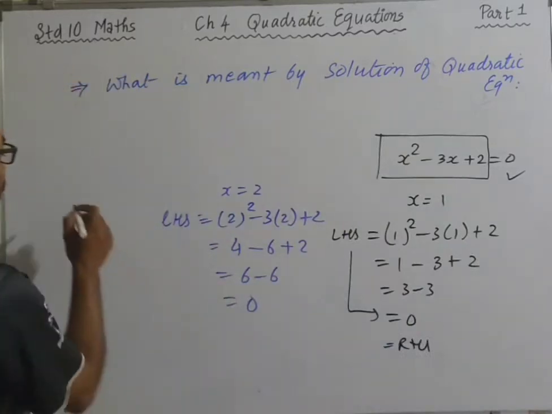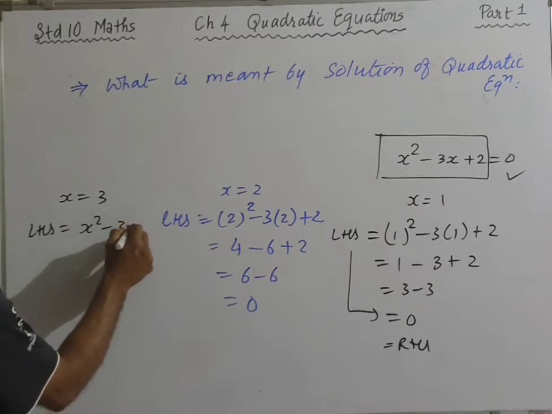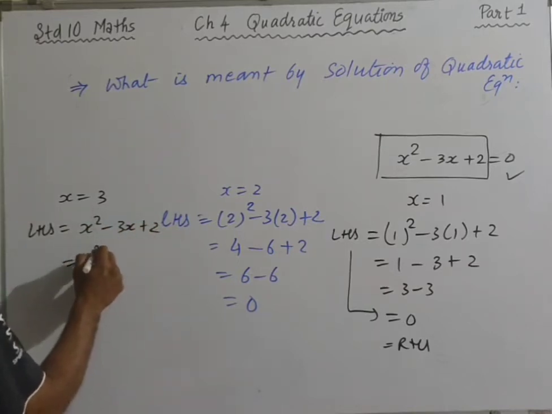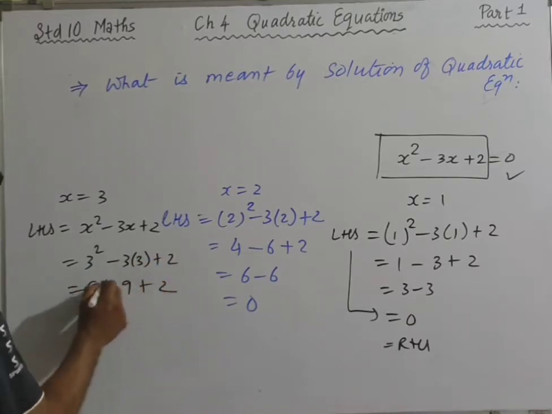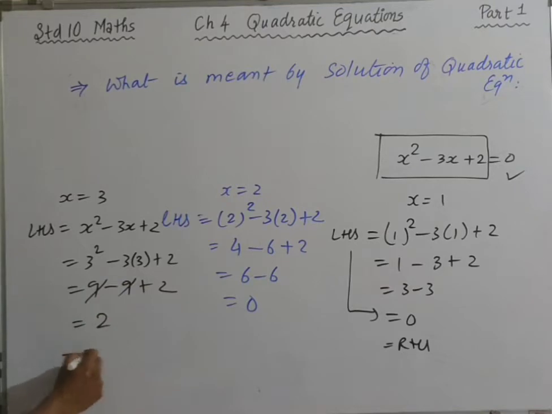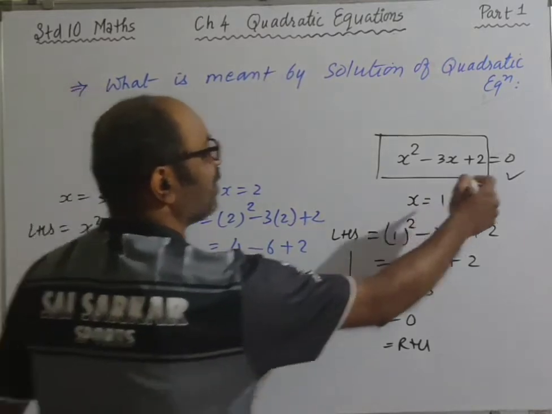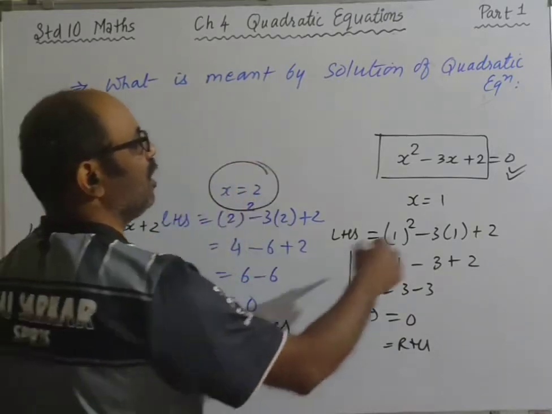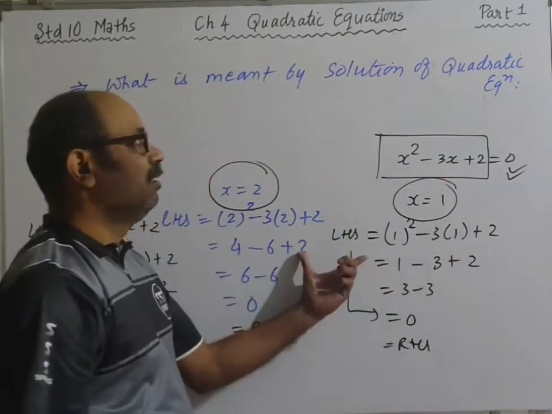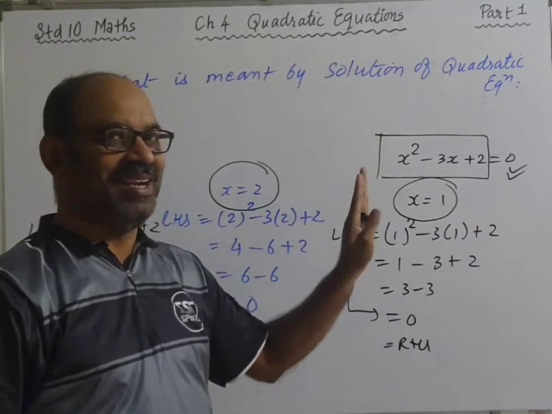Take x equal to 3 and see the left hand side. X square minus 3x plus 2: 3 square minus 3 into 3 plus 2. 9 minus 9 plus 2, 9 minus 9 is gone. That is equal to 2. So this is not equal to 0. Correct? This is not equal to the right hand side. The right hand side is 0, isn't it? So for x equal to 2 and x equal to 1, these values satisfy the equation. You get left hand side equal to right hand side.